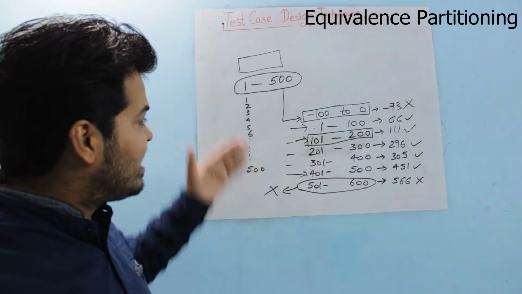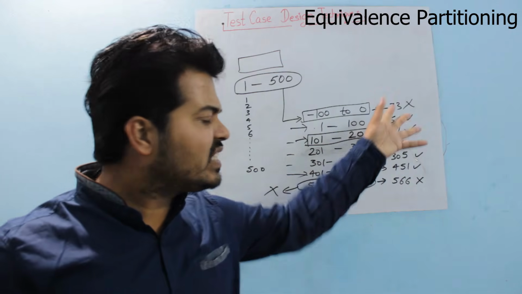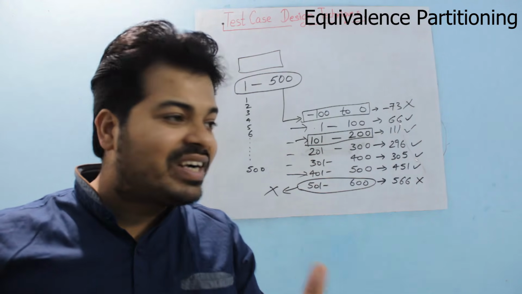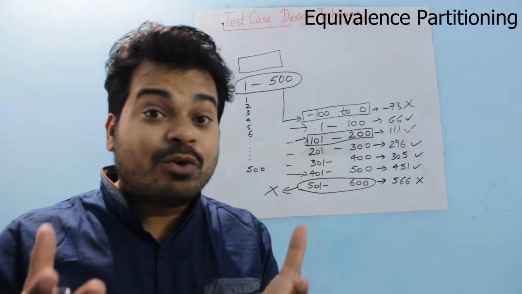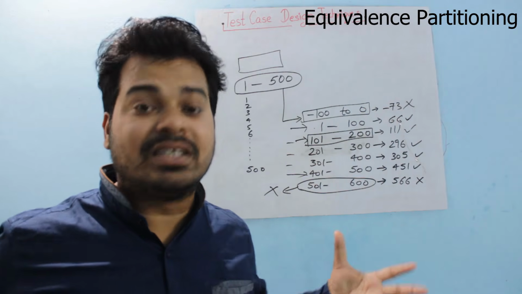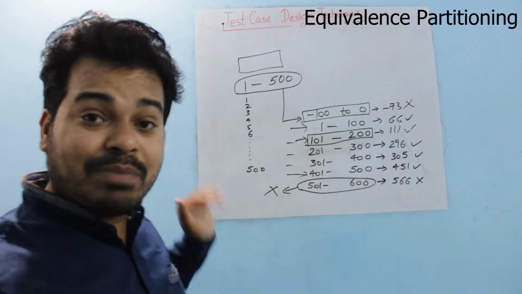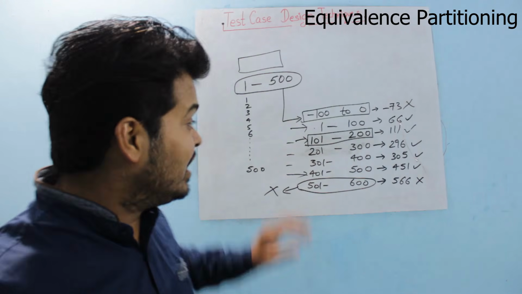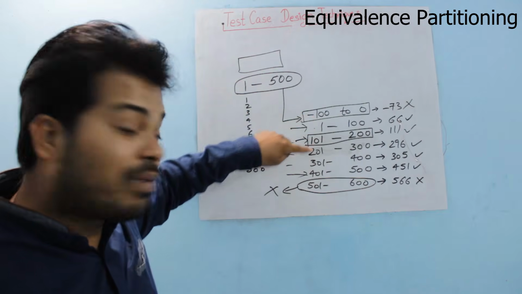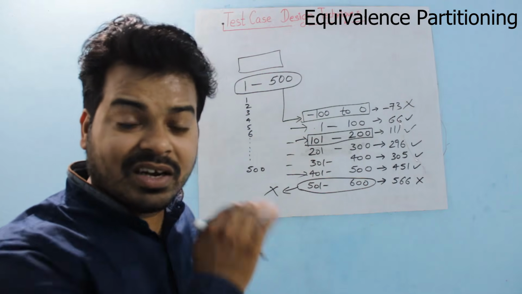That time, instead of testing with 500 test cases, you only tested with 7 digits. You only tested with 7 scenarios, and you got to know that your test coverage is excellent. So this is all about equivalence partitioning, which is also called equivalence class partitioning. I hope it is understandable.